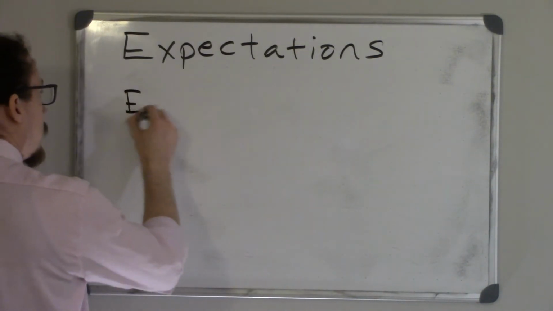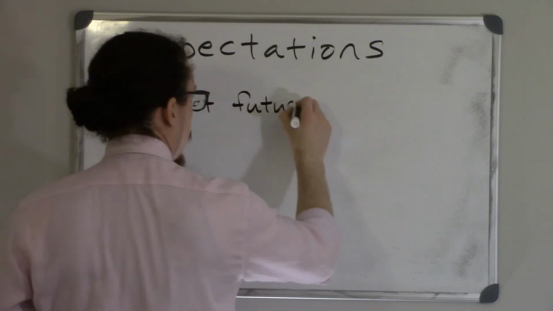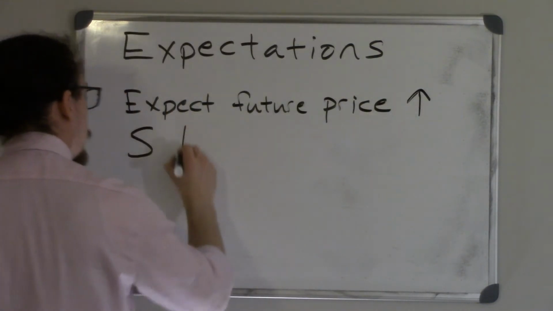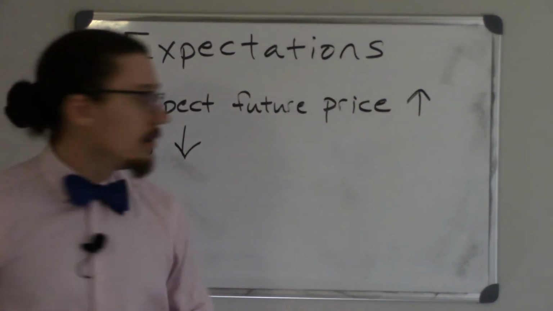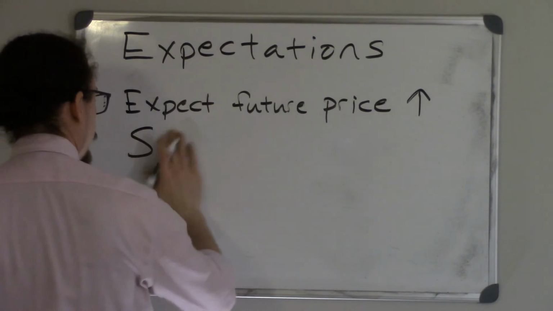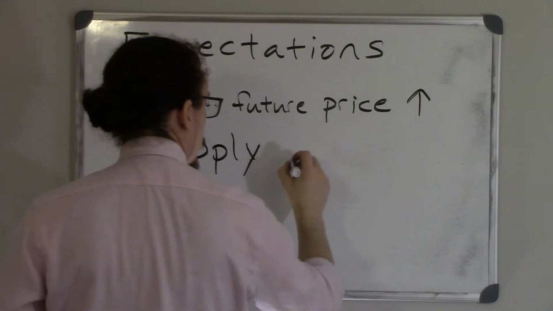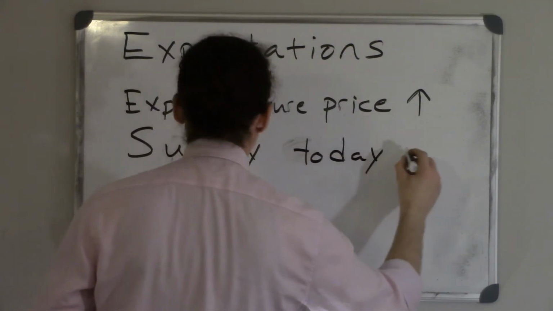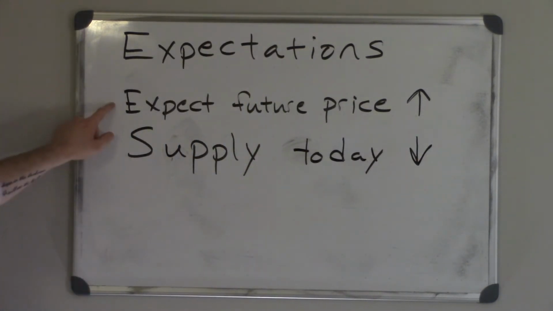But for the price side, if producers expect the price in the future to increase, let me clarify that a little bit. All right, so if producers expect future prices to, man, I cannot get this out. I'm going to get there. Okay, there we go. Apparently can't do two things at once.